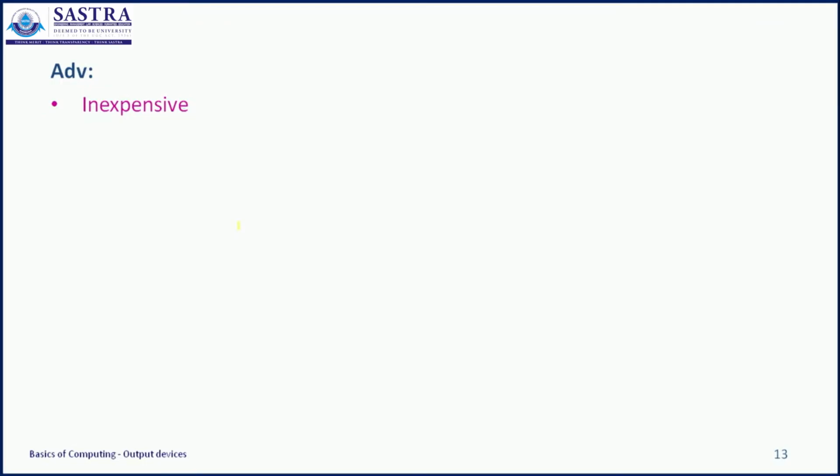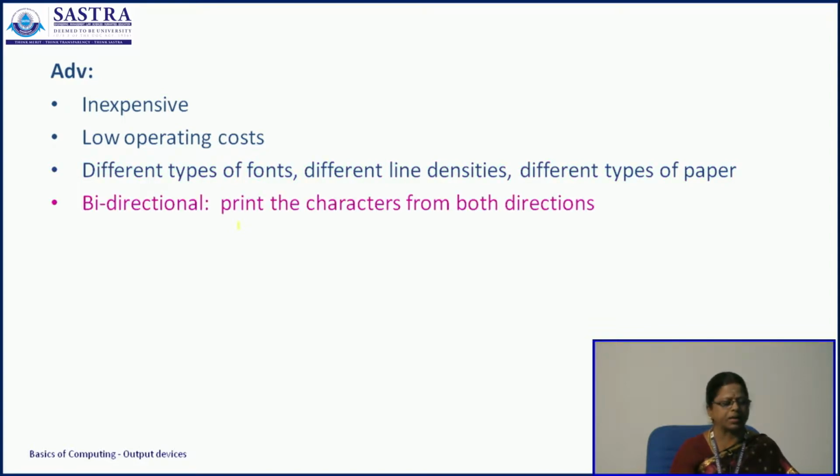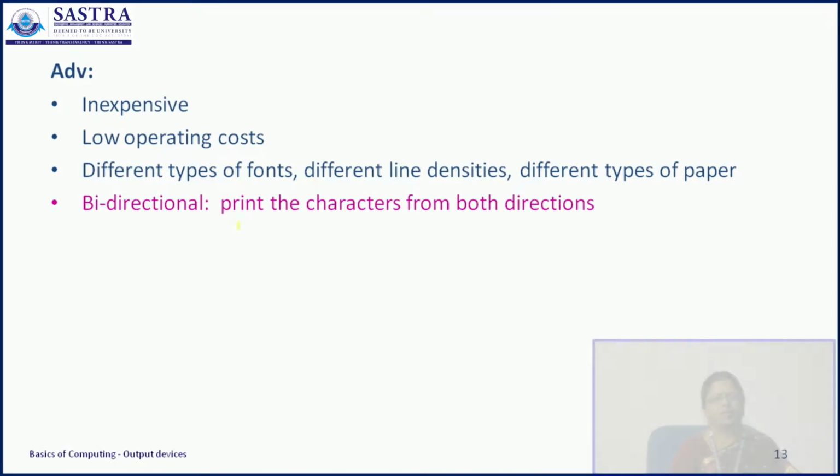What are the advantages of dot matrix printers? It is inexpensive, with low operating cost. We can print different types of fonts of different line densities and on different types of paper. It is bidirectional in the sense it can print characters from both directions. So it can print from left to right and from right to left also it can start printing.